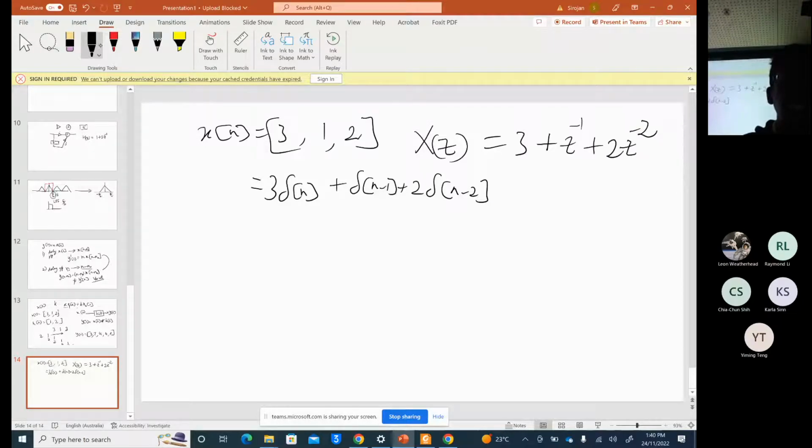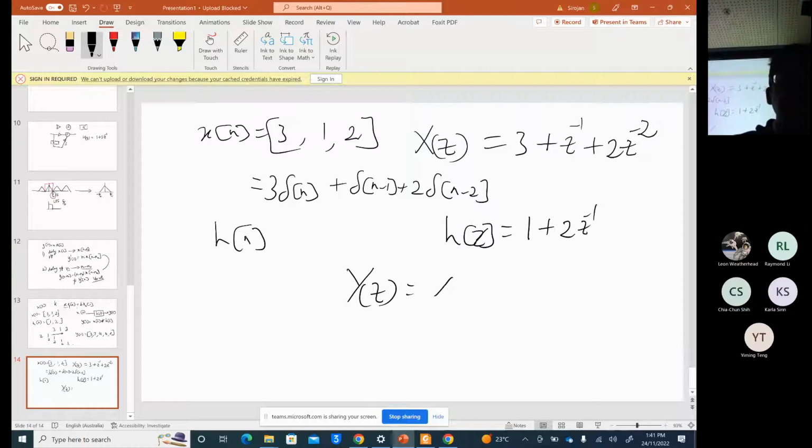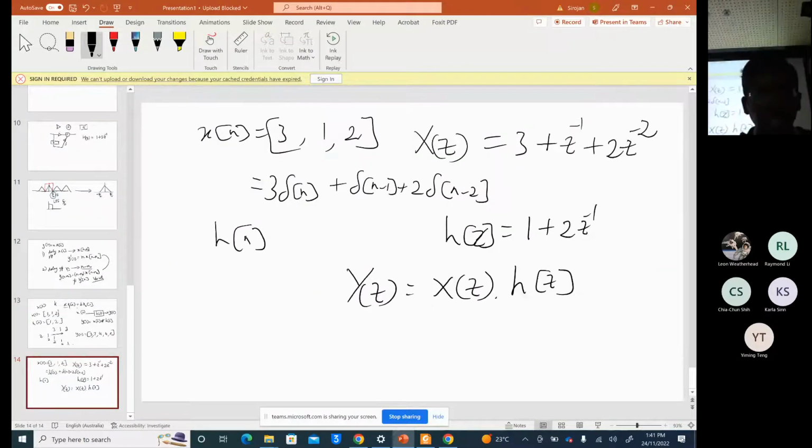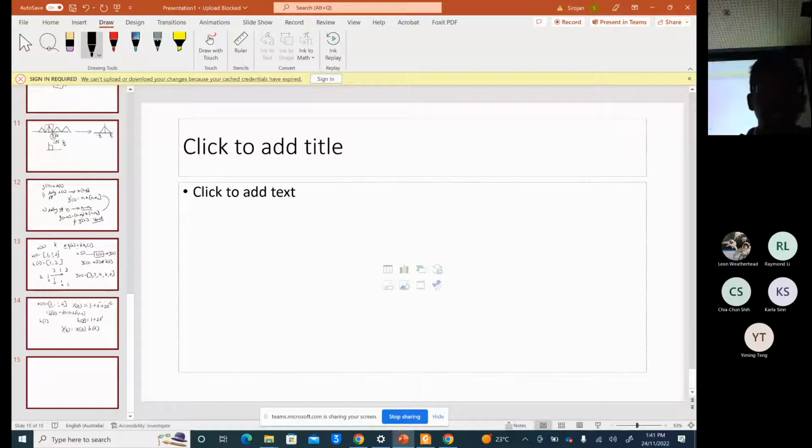Then Hn also you can write as Hz. Hz, 1, 2. So 1 plus 2 Z to the minus 1. Then Yz equals Xz multiplied by Hz. Why? Because time domain convolution is frequency domain multiplication. So you can multiply it and then do the inverse Z transform. Then you will get the same answer. Okay, so that is the way you can do it in the frequency domain. We will move on to the next one.